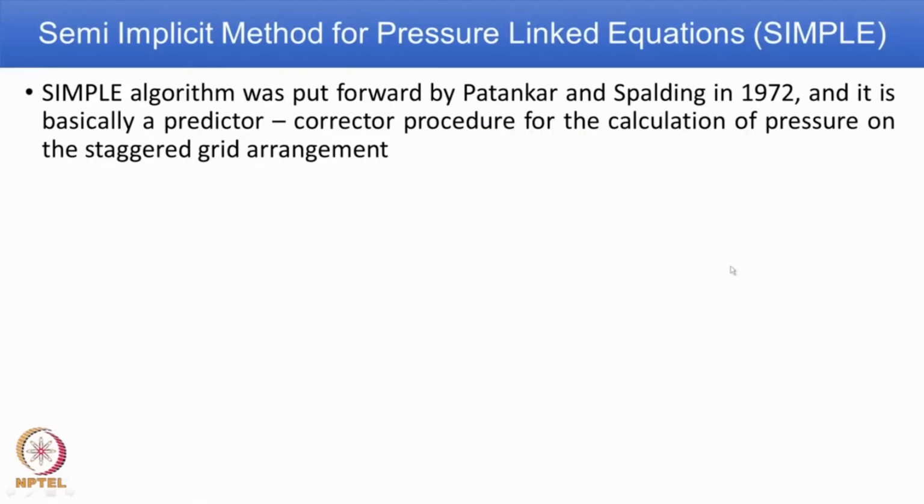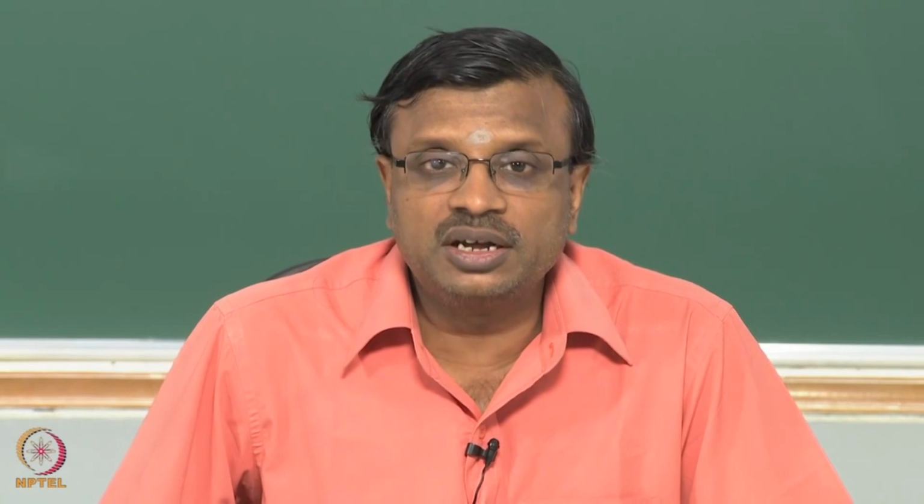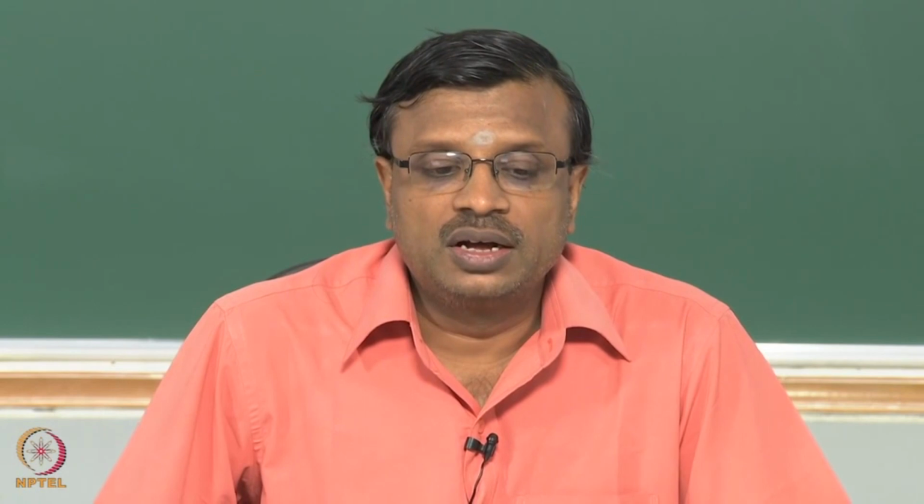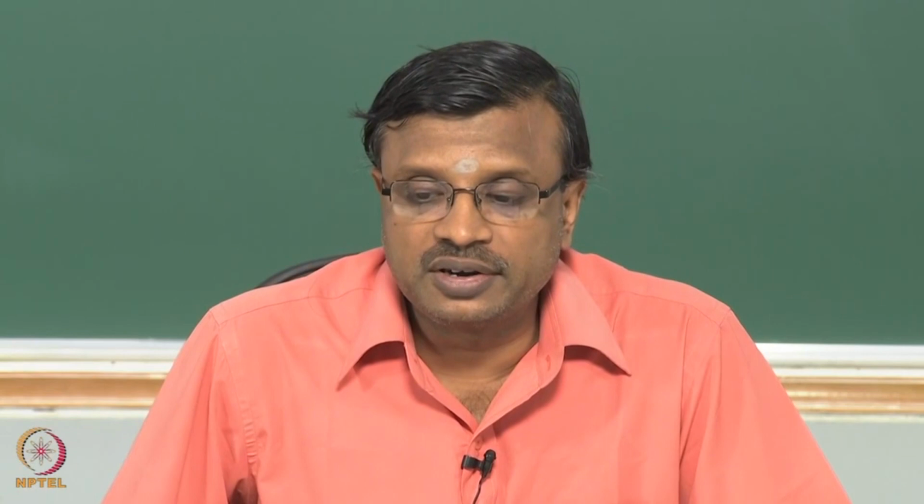In some situations, instead of using small case and capital, they may use half. So, for example, I plus half, I plus 1, I minus half and I minus 1. Similarly, j plus half, j minus half, j plus 1 and j minus 1, any method you can follow. The SIMPLE algorithm was put forward by Patankar and Spalding in 1972. It is basically a predictor and corrector procedure for the calculation of pressure on the staggered grid arrangement.